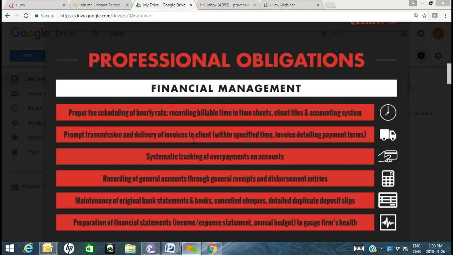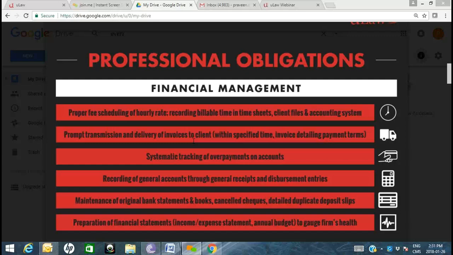Recording these transactions or general accounts to receipts and disbursement entries is very critical. So let's say you had a disbursement, a court fee or an application fee. It's important that you track how much that fee was for, who it was paid to, how you paid for it, what the amount was, and whether there was a tax component to it, or whether this was tax exempt.